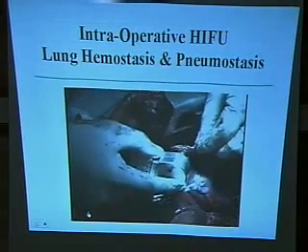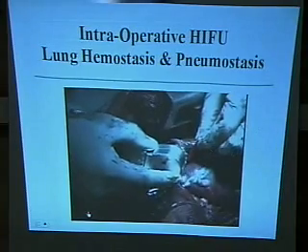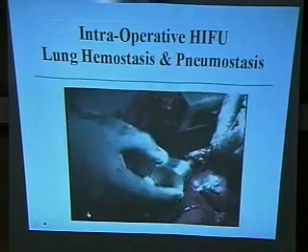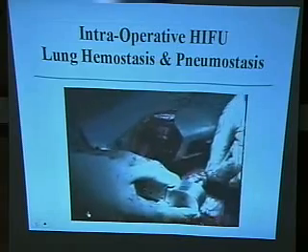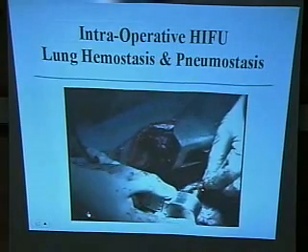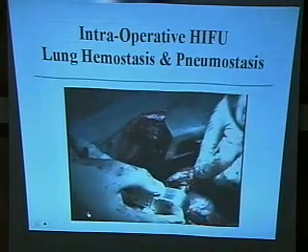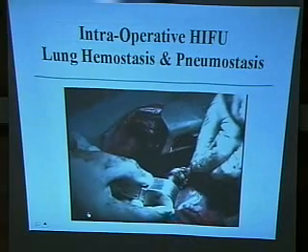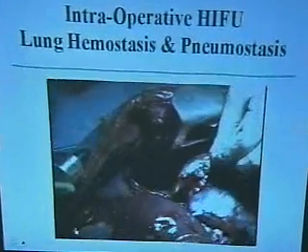We continue applying HIFU. Now you can see what I was saying, the mechanical effect, the homogenization of the tissue. That brown stuff that you see is being formed at the tip of the HIFU. You see that? That becomes a very effective hemostatic material. And that's it. You can see the lung inflating. That means proper stoppage of the air leak, and also the bleeding has stopped.